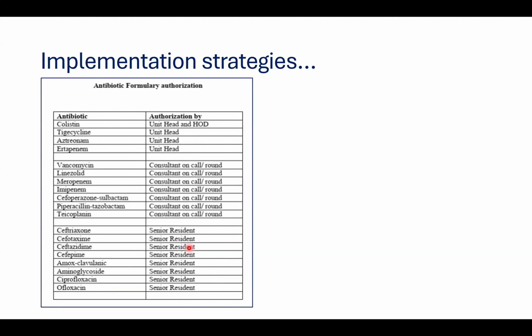For example, if you see here, this is the antibiotic formulary authorization policy in the Department of Pediatrics at AIIMS. If you see colistin, the authorization can only be done by the unit head as well as the HOD. Unless the HOD gives a nod that you can use colistin in this patient, we cannot use it. Similarly, tigecycline, aztreonam or carbapenem can be given only by unit heads. Then there are certain antibiotics from the access group or the watch group of the WHO category, which can be given by the consultant only. And then there are some antibiotics which can be started by the senior residents only.